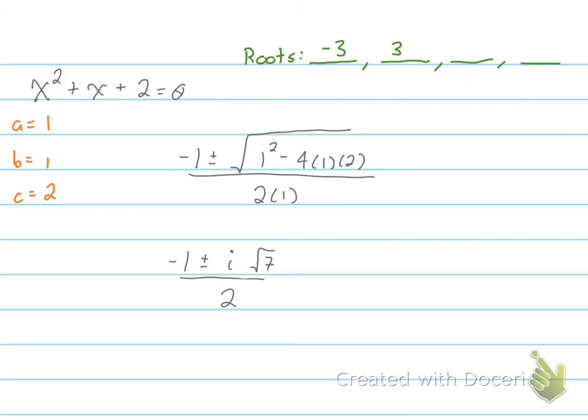Notice how these are conjugate pairs, so they're both going to be roots. My last 2 roots are negative 1 minus i square root of 7 over 2 and negative 1 plus i square root of 7 over 2. And finally, I'm done.